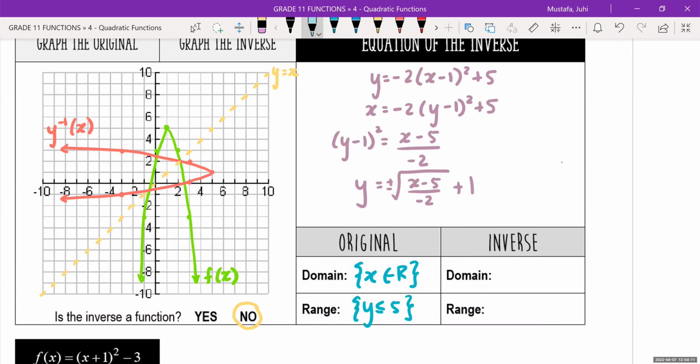Let's do the same thing for the inverse. So ignore the green graph. Now we're just looking at the reddish orangish graph. The domain is like from right to left. So this one starts at 5 and then it gets smaller and smaller and smaller. So how would we describe that? X is less than or equal to 5. Yeah. And then for the range, it goes forever up and it goes forever down. So how would you describe that?